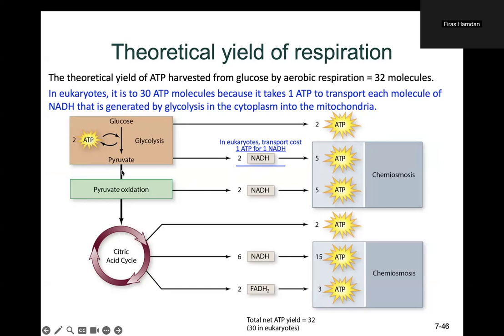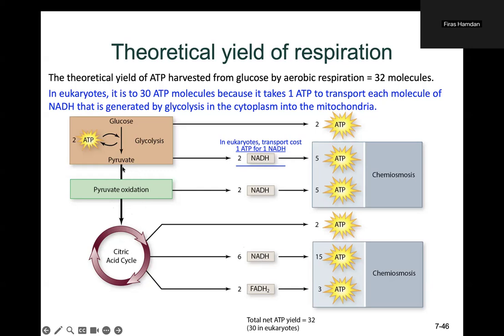And then in aerobic respiration, pyruvate is oxidized. When you do that, you get two NADHs, and then this is passing to your citric cycle. In your citric cycle, we get six NADH and two FADH2.